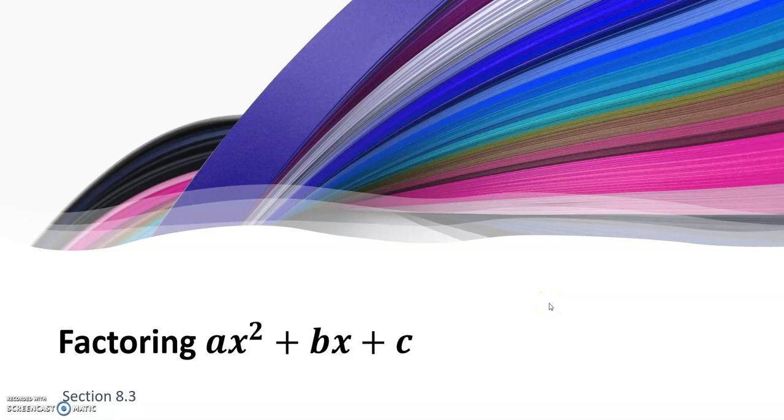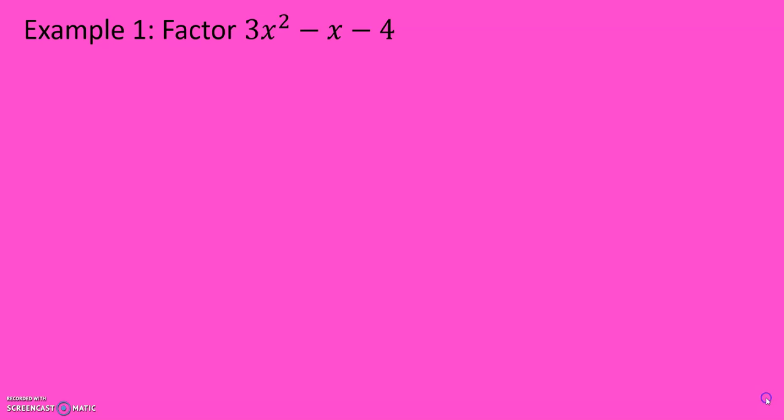Section 8.3, factoring ax squared plus bx plus c. Example 1, factor 3x squared minus x minus 4. Is there a greatest common factor to factor out? There is not. But the number in front of our x squared, the coefficient in front of our x squared, is not 1.